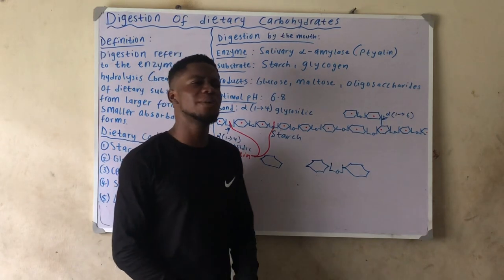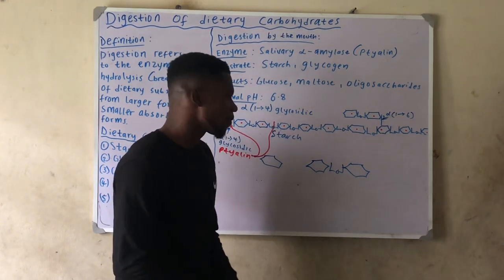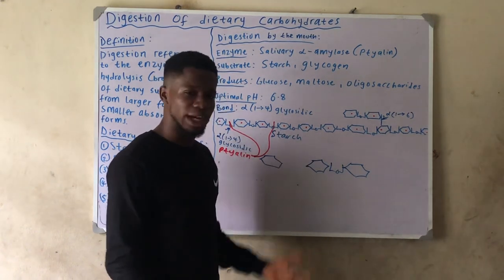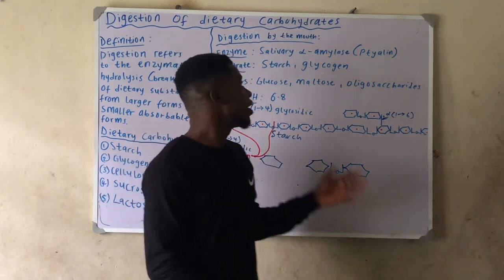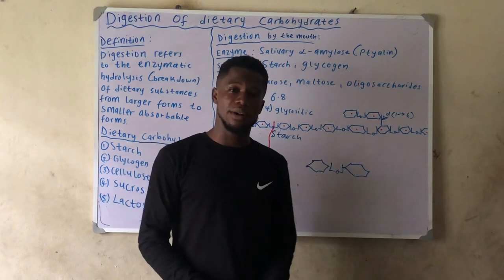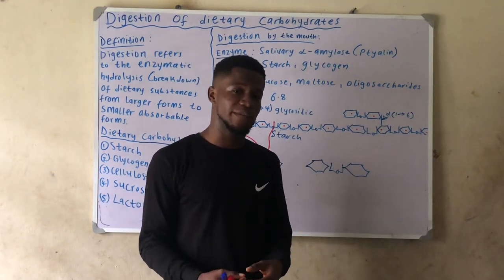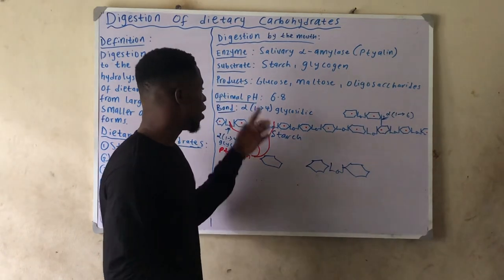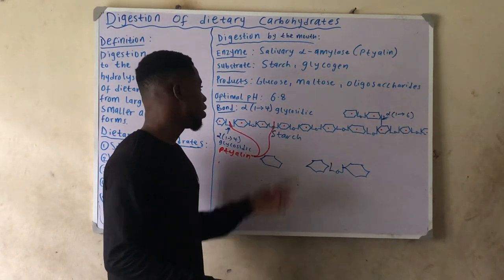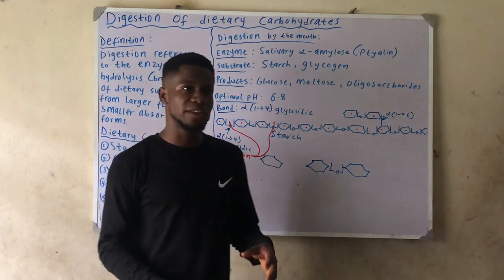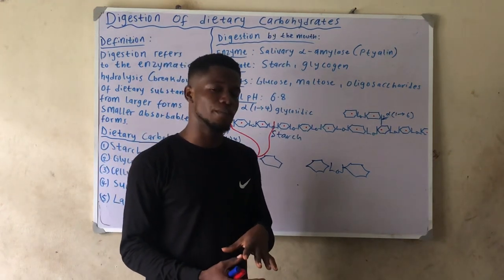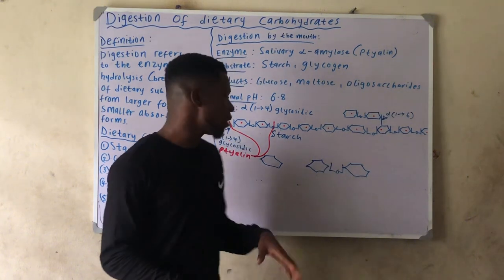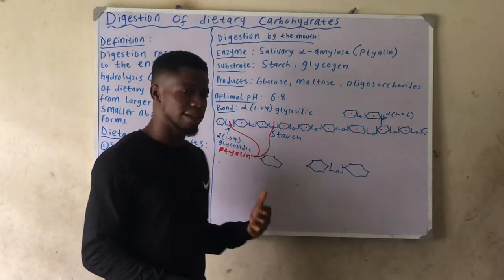Now you might be wondering, why would an enzyme not be able to break everything at once? It's simple. When you put your food in your mouth, first of all, it's a very transient time that the food spends in the mouth. And there is something else called optimal pH that I forgot to mention, but it's on the board. Optimal pH refers to the best pH for an enzyme to work, the best pH for enzyme activity. The optimal pH of salivary alpha amylase is 6.8.